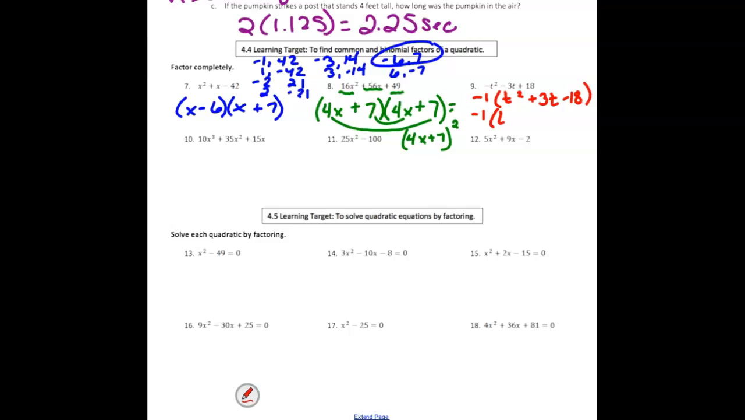We're back to just a t squared, so we'd have a t in each piece. To get a -18, we can have -1 and positive 18, or the reverse pair. We could have -2 and 9, or the reverse. And we could have -3 and 6, or the reverse. To get a positive 3 in the middle, we would need to use the -3 and the 6.